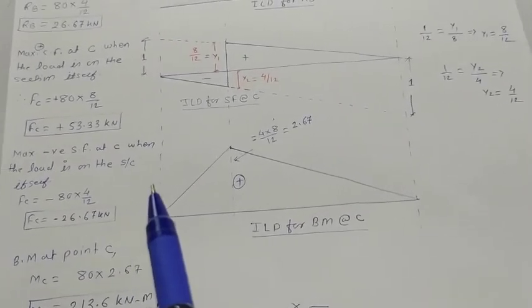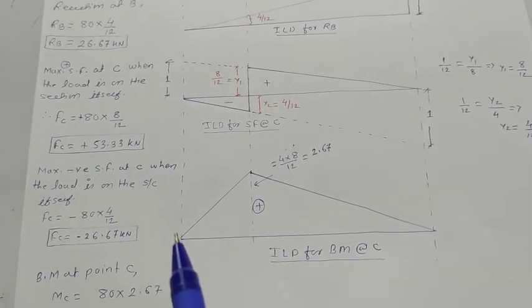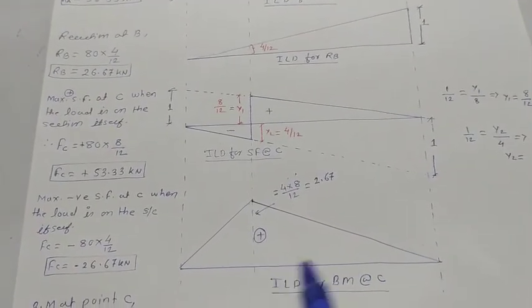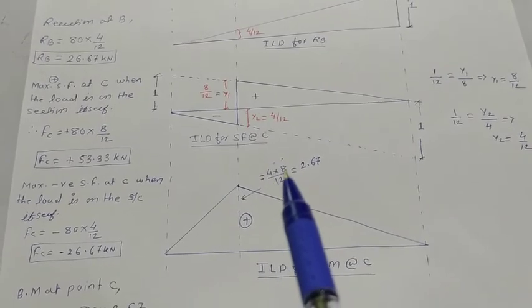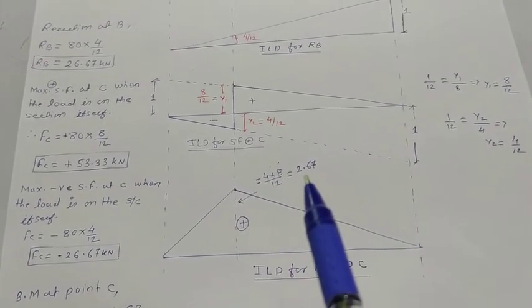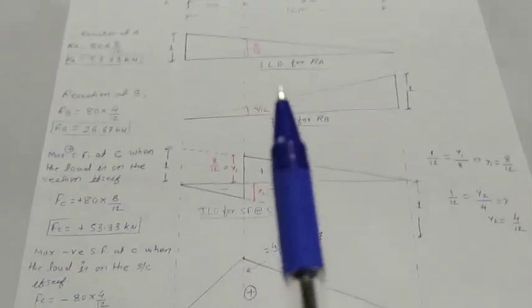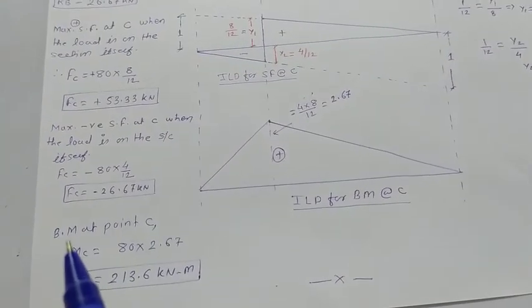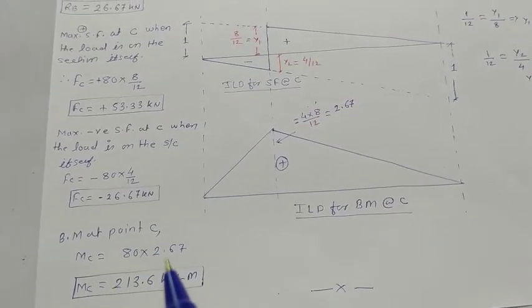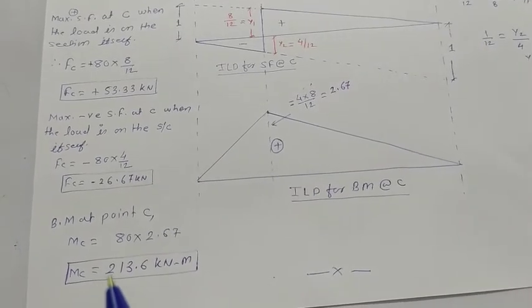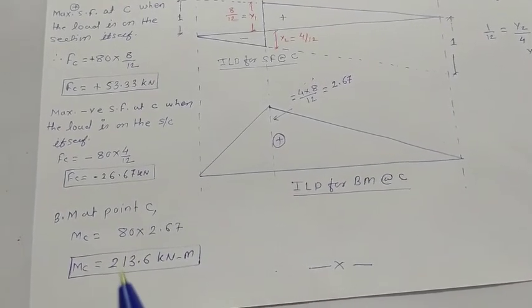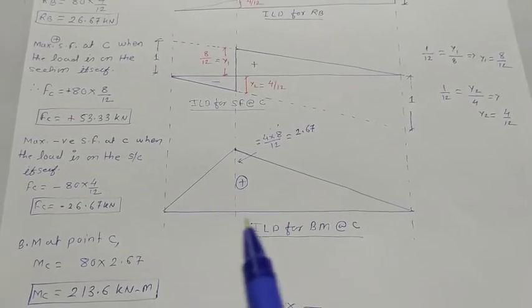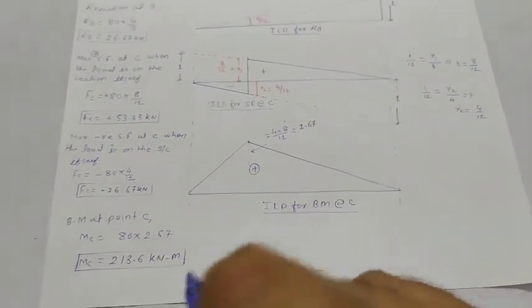And the last term is to find the bending moment at point C. Just draw a triangle at point C. AB by L, where A is 4, B is 8, L is 12, you get 2.67. If you multiply the given load with the ordinate, you will get the bending moment. So bending moment at point C is 80 into 2.67, which gives 213.6 kilonewton meter. So this one is the ILD for bending moment at point C. Okay, thank you.